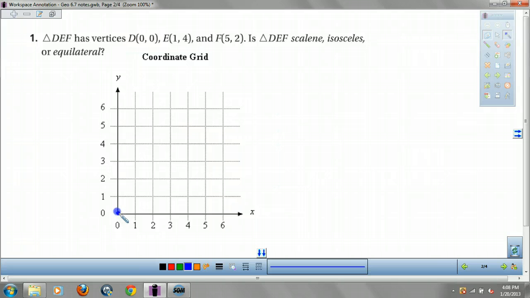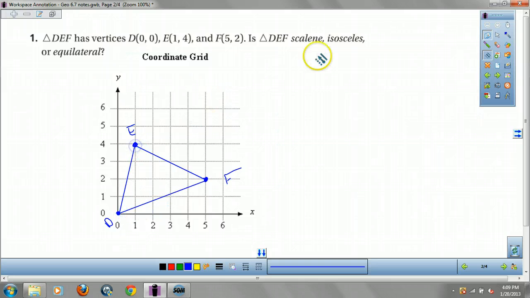DEF has vertices at (0, 1), (4, 5), and (2, ...). And we have to find out what kind of triangle this is. Just by looking at it, can you tell if it is scalene, isosceles, or equilateral? Well, you can take a good guess. In fact, there is a shortcut way you can find out, but I'm not going to teach you that.